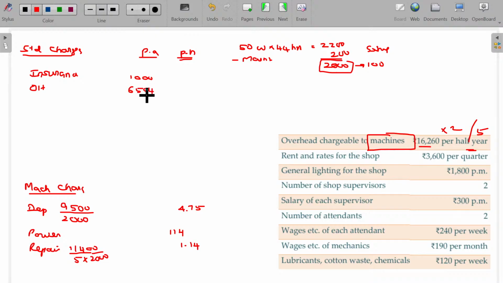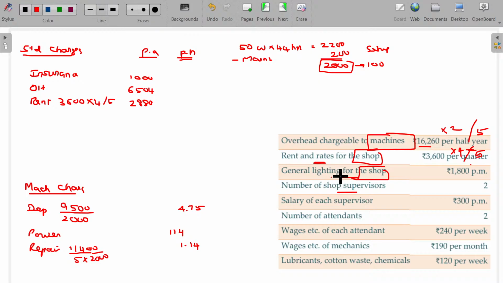6,504. General lighting for the shop. Rent and rates for the shop per quarter into 4 quarters in a year. For the shop means for 5 machines, so for per machine divide that by 5. 2,880. 3,600 into 4 quarters divided by 5 machines.